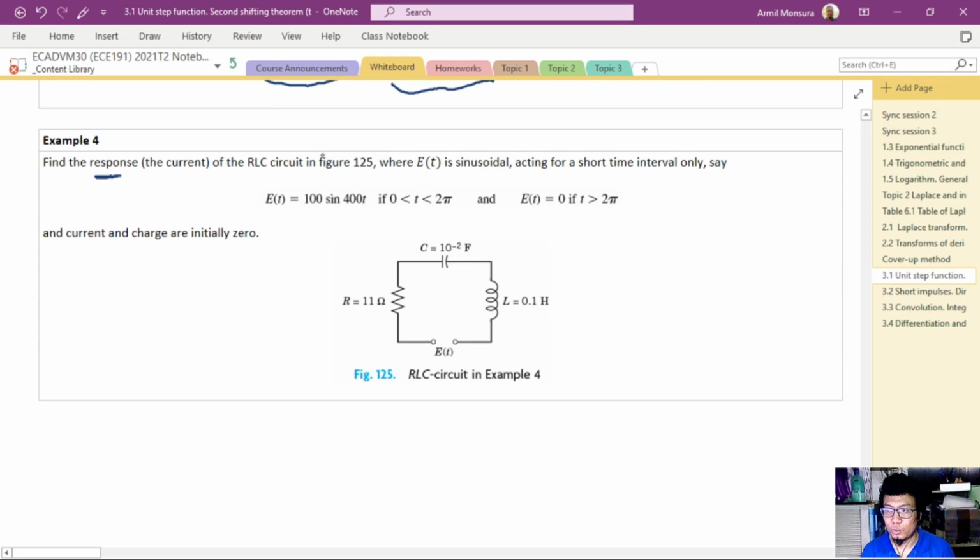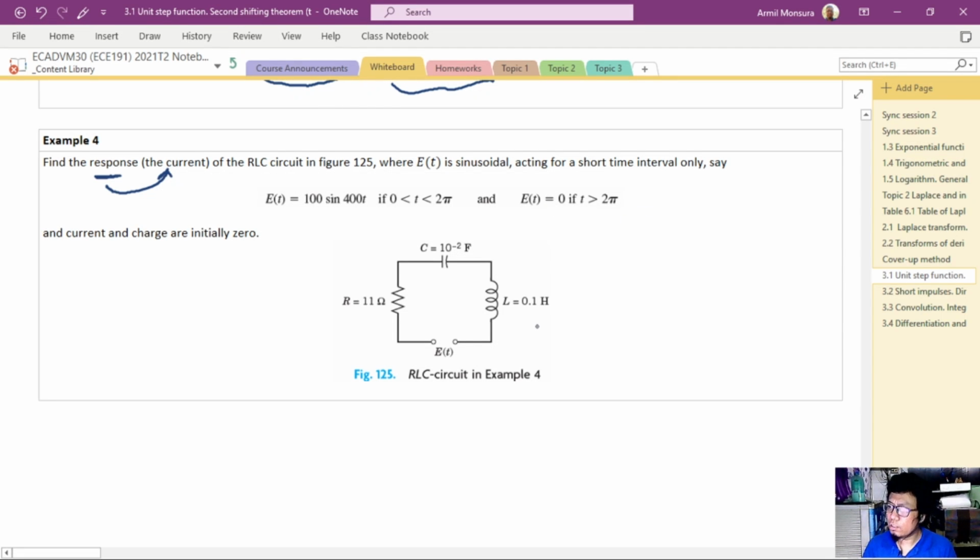Okay, so in this case, this response refers to the current in the circuit, where E of t is sinusoidal, acting for a short time interval only. Our sinusoid is basically just on for a limited time, that is between 0 and 2 pi. And our E of t is 0 if t is greater than 2 pi.